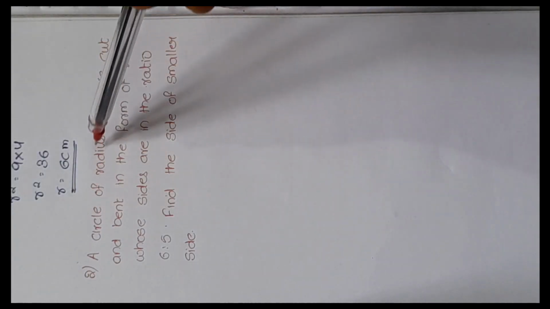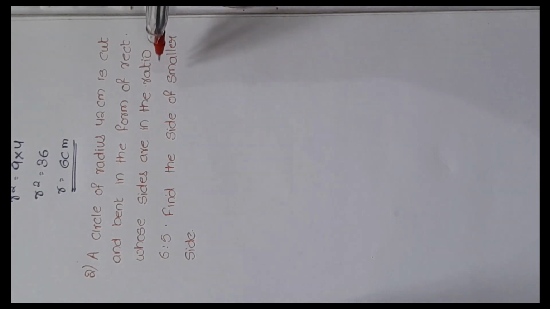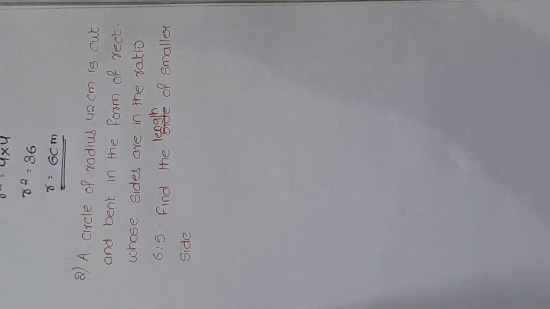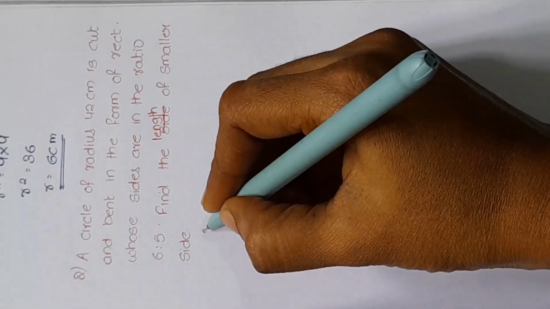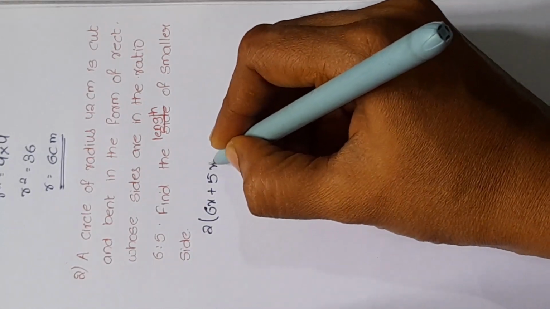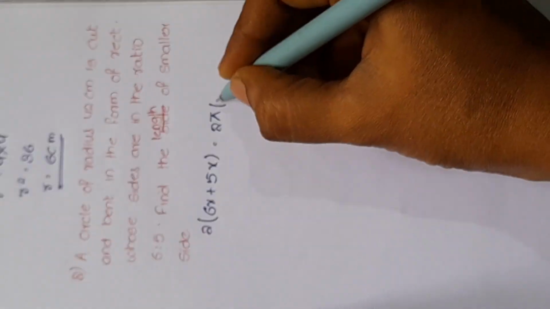Question number 2. A circle of radius 42 centimeters is cut and bent in the form of a rectangle whose sides are in the ratio 6:5. Find the length of the smaller side. In this question, the perimeter of the circle is equal to the perimeter of the rectangle. The perimeter of the rectangle formula is 2 into length plus breadth, that is 2 into 6x plus 5x is equal to the perimeter of the circle, 2 pi r, where r value is 42.